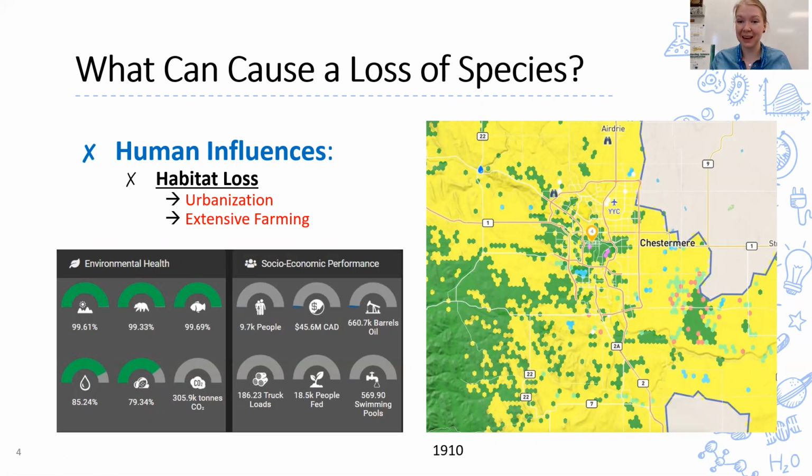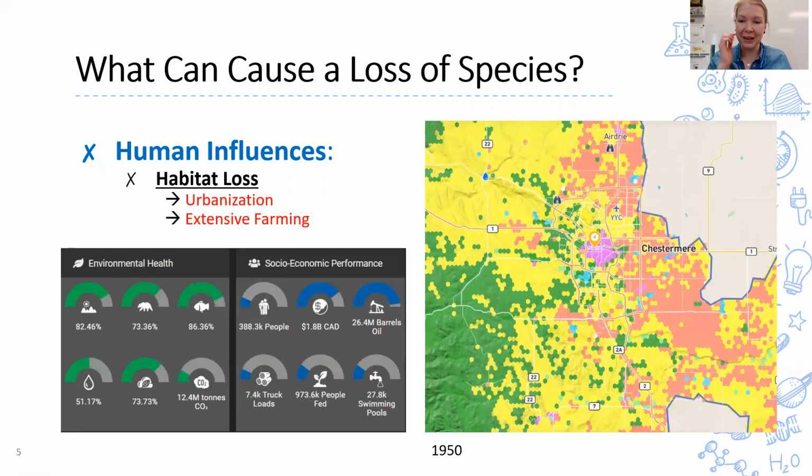Keep an eye on the scales and compare it with the land use over time. Just remember, the yellow here is the grasslands, green is forested area, purple is the urban areas, and then the red is the agricultural areas. So we're going to skip ahead to 1950. You see an increase in the grasslands changing into agricultural areas, increase in urbanization, a bit of a loss of the forested areas. Now, if you really look at the environmental health, you see those bars have gone down, but the socioeconomic performance bars have gone up.